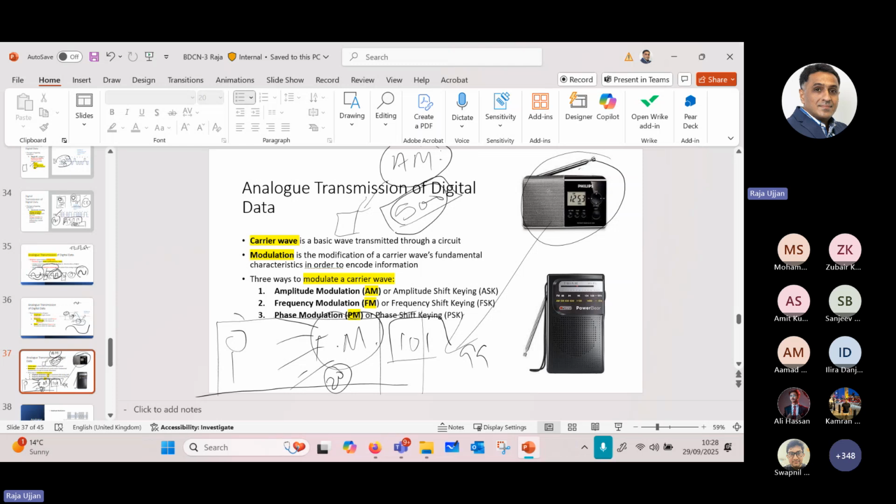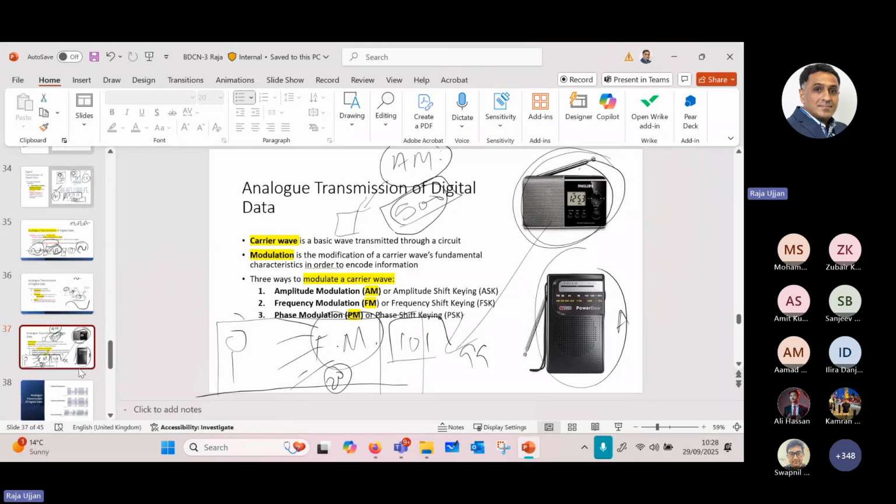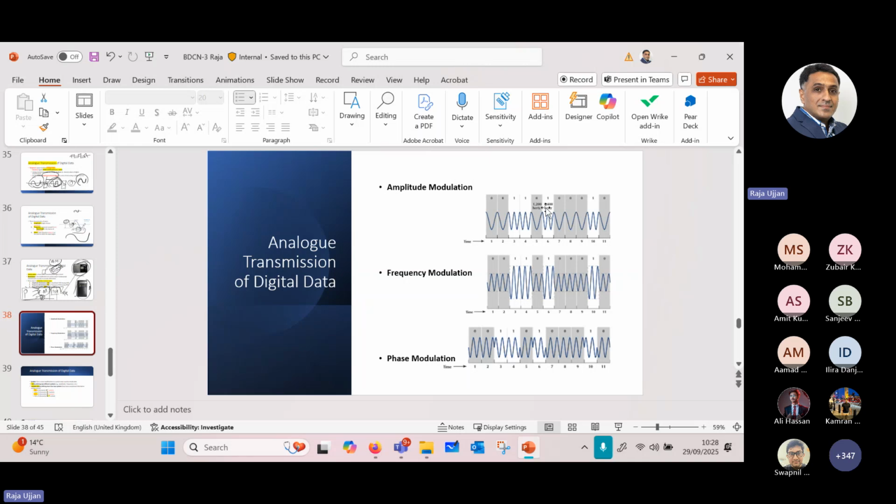FM is low range, while AM is long range distance, something like this. So these are low range, these are high range. AM, FM is low range, something like this. Maybe I will create one question for you, in a simple way: which one covers the longer range? That's it. Amplitude modulation means you are just changing the amplitude. Frequency modulation means you are changing the frequency. That's it.